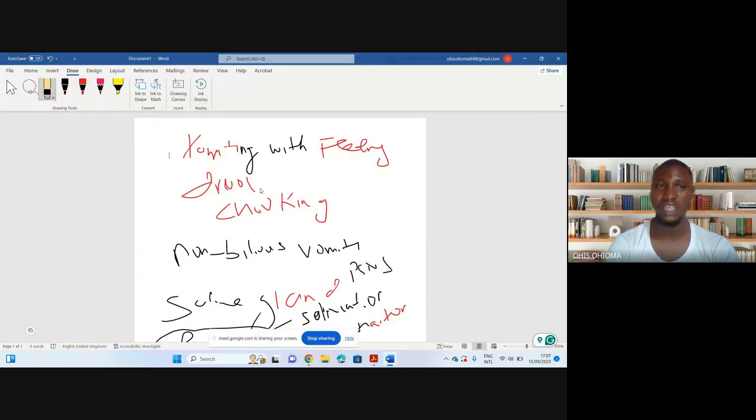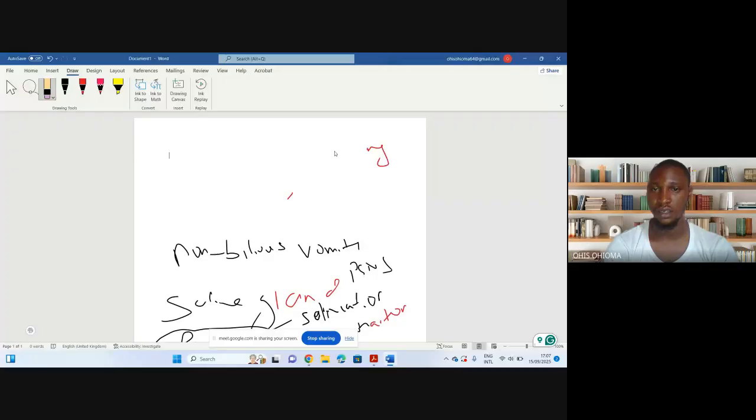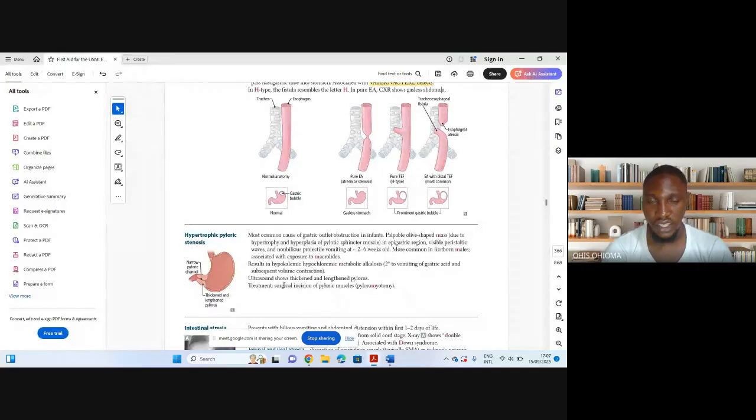Another thing you have to know that is very, very characteristic is that they will tell you in the stem question that the patient has visible peristalsis and an olive mass. So let me explain what this means. This visible peristalsis you are seeing is the stomach contracting with so much force to go over this obstruction. And so that force is transmitted to the skin, and that's why you're seeing the visible peristalsis.